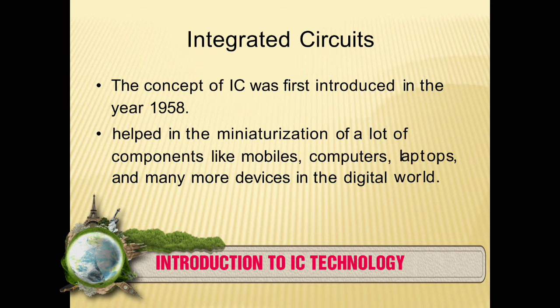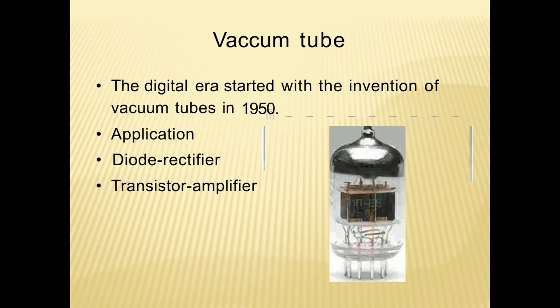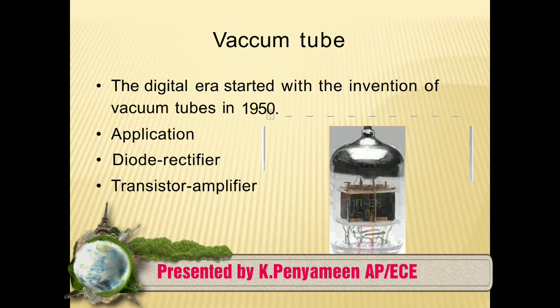So what is an integrated circuit? The concept of the IC was first introduced in 1958, which helped in the miniaturization of a lot of components like mobiles and computers and many more devices in the digital world. The first electronic device in the world was the vacuum tube. The digital era started with the invention of vacuum tubes in 1950. The applications of vacuum tubes are as follows: diode rectifier and transistor amplifier.